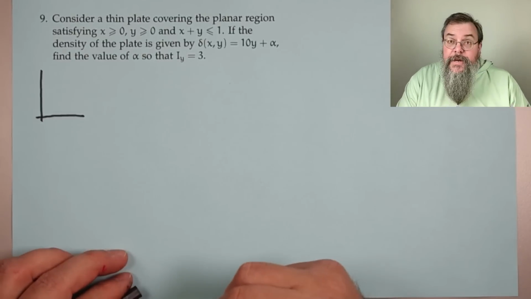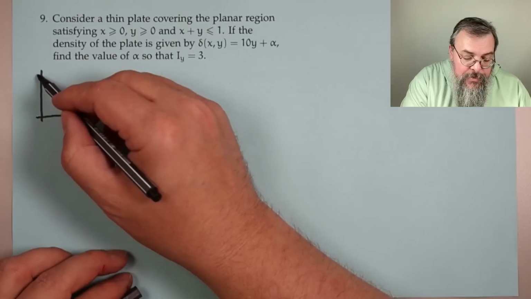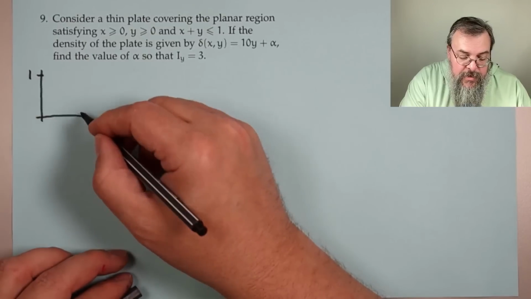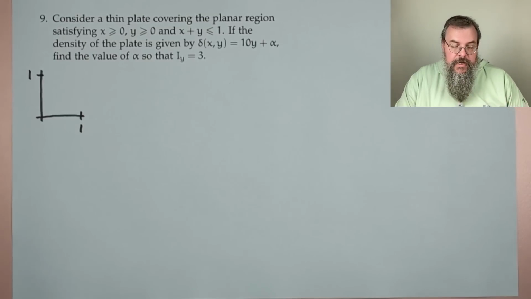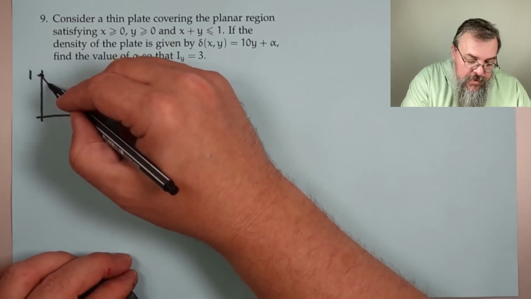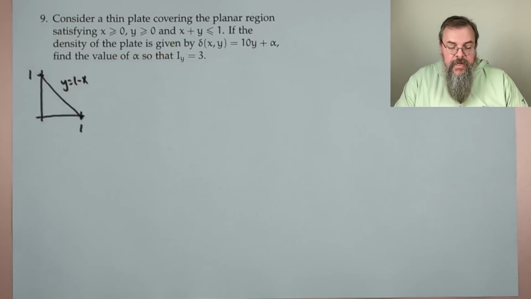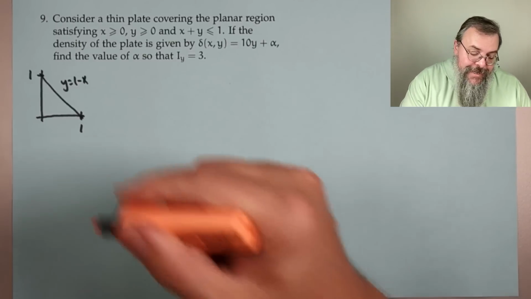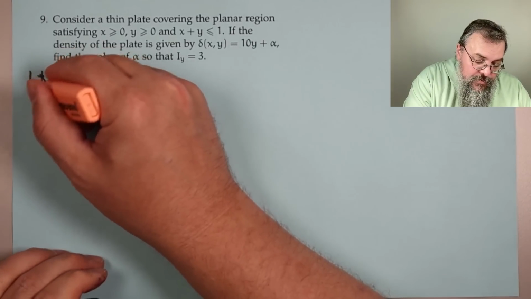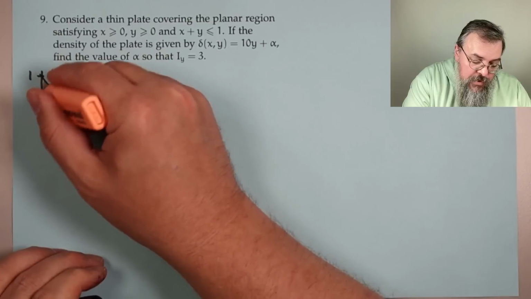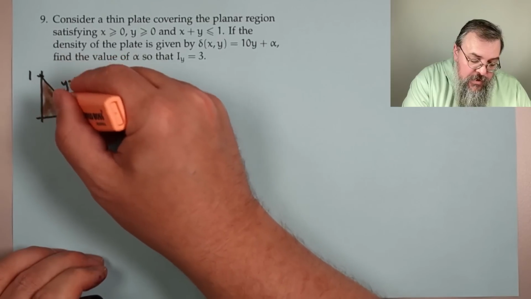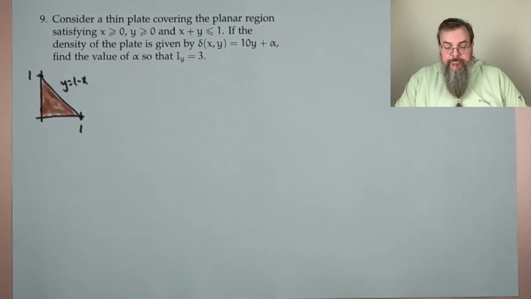Now x plus y equals 1. That's the line y equals 1 minus x. So we have 1 and 1, and so we have our line, y equals 1 minus x. And so our region is a triangle. All right, cool, beautiful. Sketching in our triangle. Okay, so there we go.